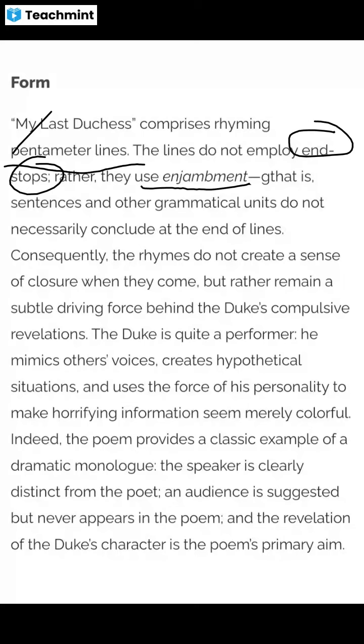Rather they use enjambment. Rather they use what? They use enjambment. Enjambment, striding over. What do you mean by striding over? Striding over means simply that to complete the sense you need more than two lines. That is what a run-on heroic couplet is. Enjambment was asked in the 2005 PGT: what do you mean by enjambment? Enjambment is a French word and it means striding over. It also has the sense of a run-on heroic couplet.